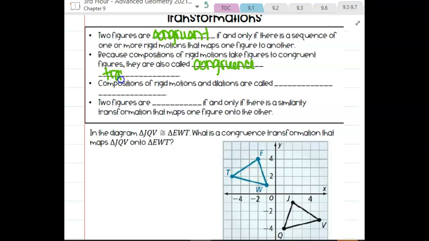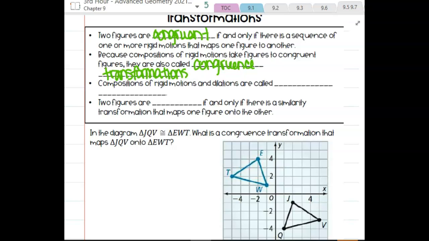So because the composition of rigid motions goes from one figure to another congruent figure, they're also called congruence transformations. So if a transformation is a rigid motion transformation, meaning same angle measure, same size, it's a congruence transformation. So translations, is that a rigid motion transformation?